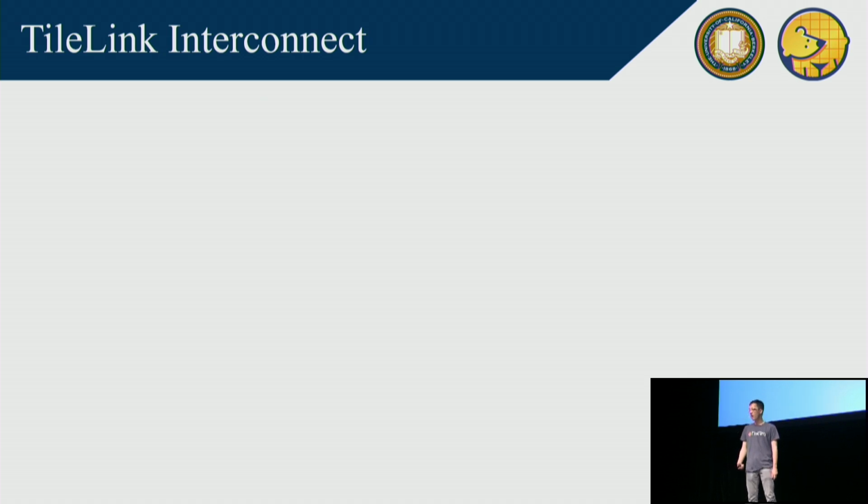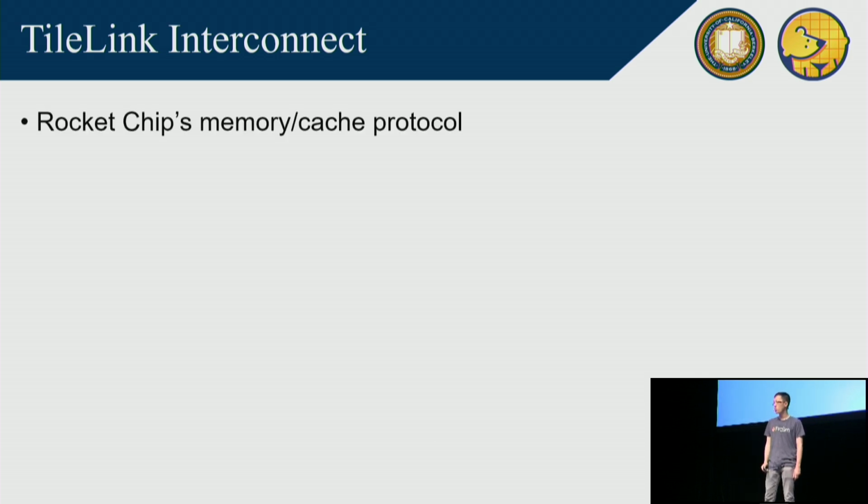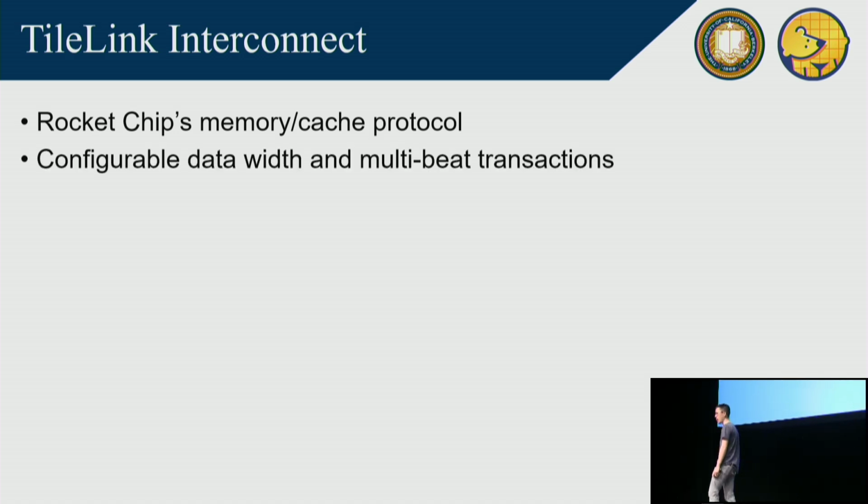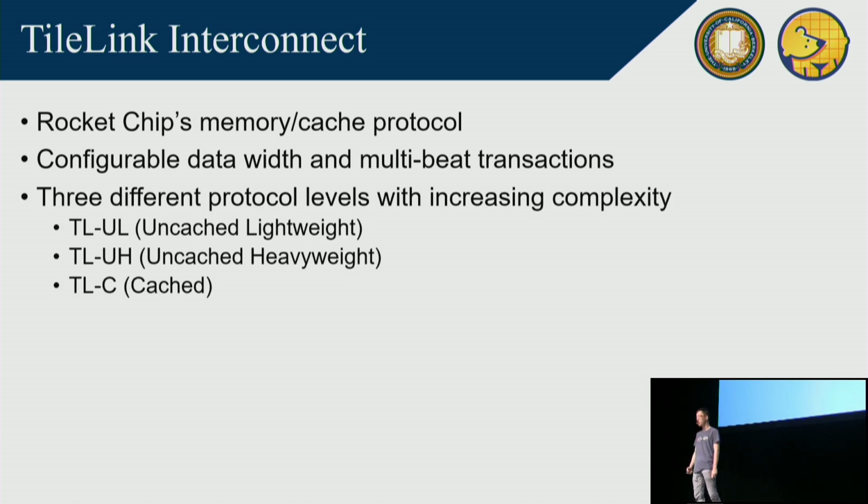So to connect the tiles to the rest of the system, we have a protocol called TileLink. And this is a protocol designed at SiFive. It is a memory and cache protocol. It has a configurable data width and multi-beat transactions. It has 3 different protocol levels with increasing complexity. First, we have the uncached lightweight protocol, which are the generic reads and writes. Then we have an uncached heavyweight protocol, which adds support for atomic operations and prefetch hints. And finally, we have the cache protocol, which adds support for probes and releases, which allows the memory to be kept coherent across multiple caches.